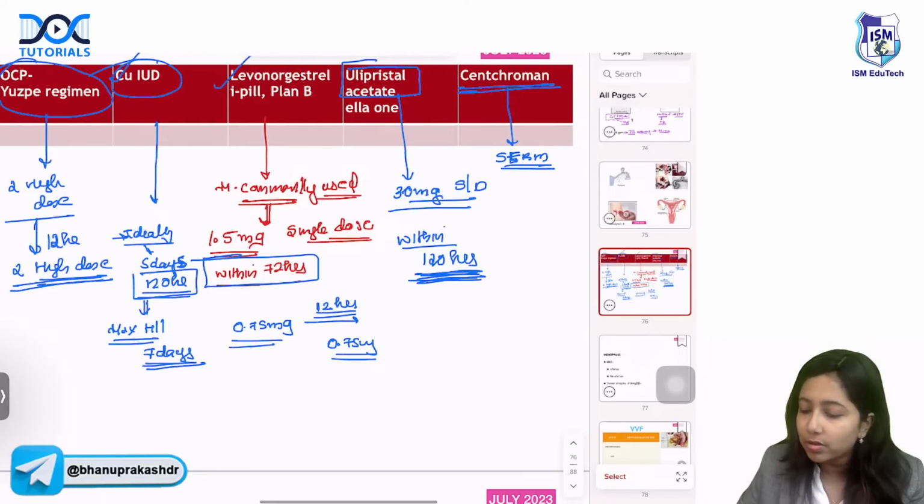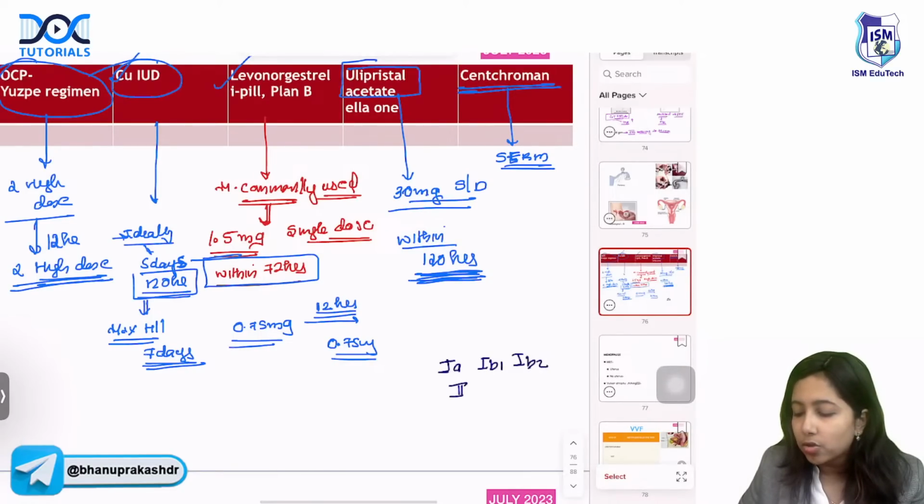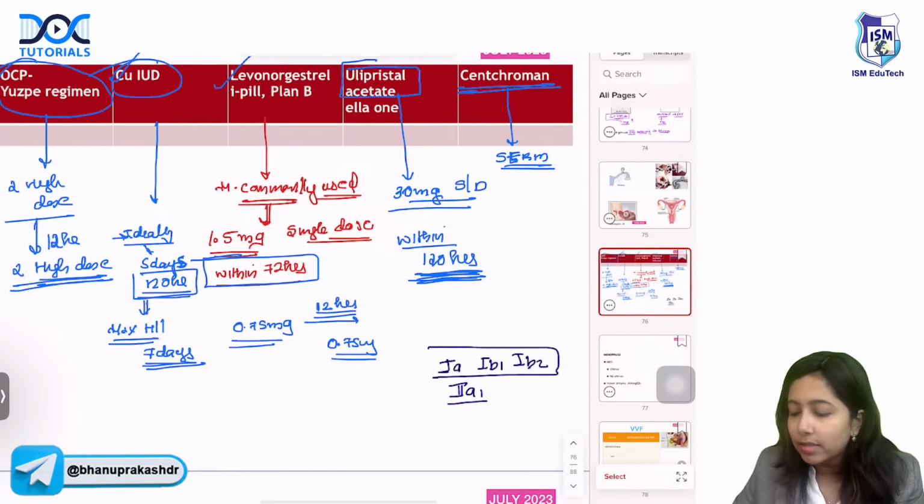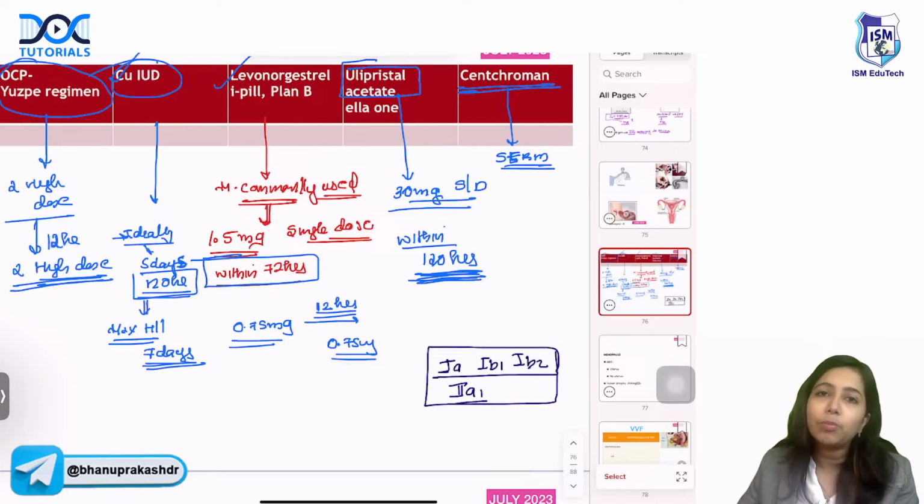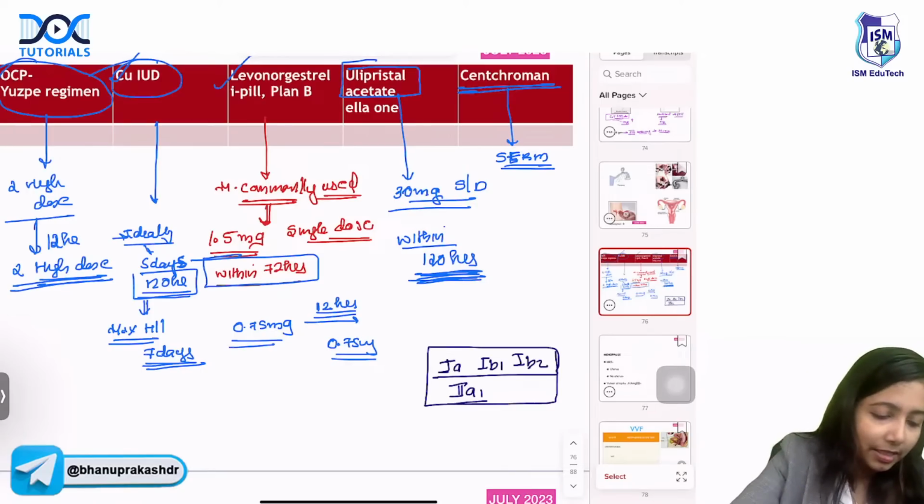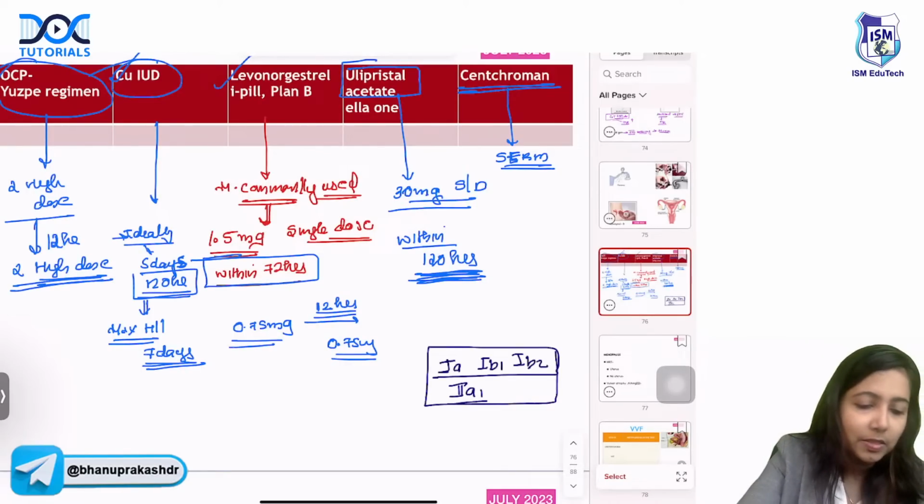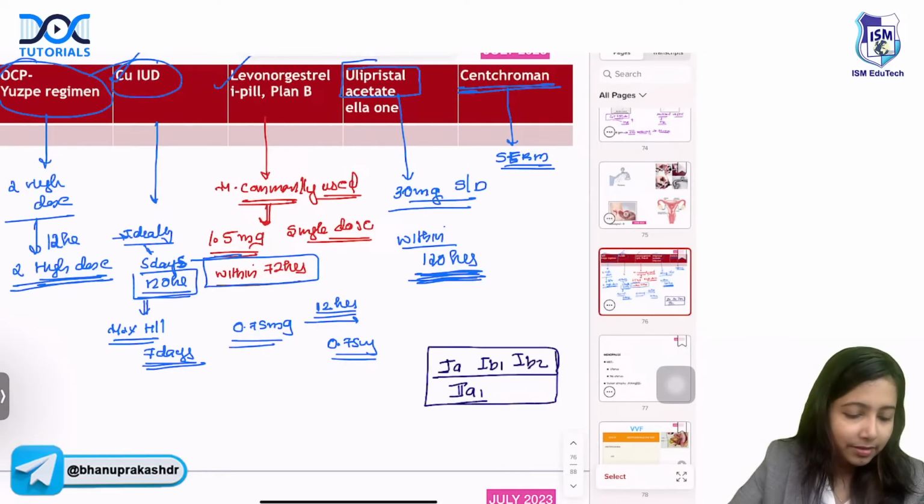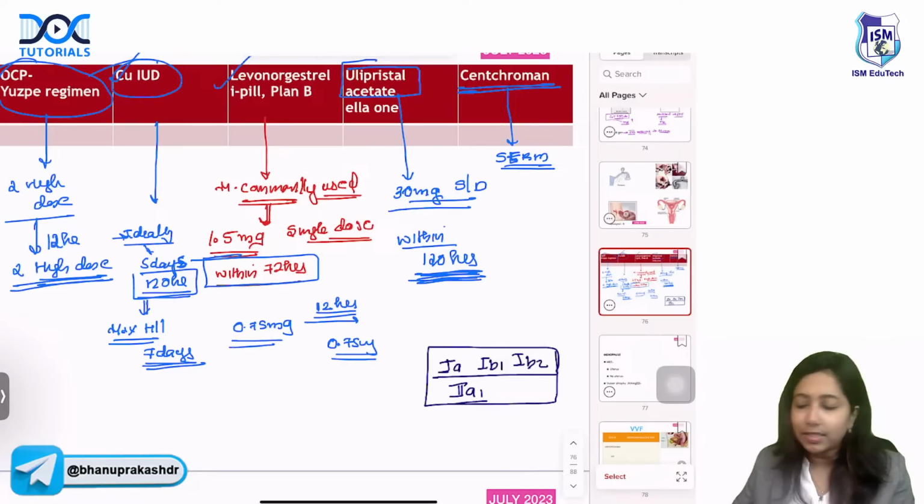So what are the places where you go for surgery? 1A, which includes 1A1, 1A2, 1B1, 1B2, and 2A1. In all others, I'm going to go for radiotherapy. In radiotherapy, the preferred treatment is concurrent chemoradiation, and the chemotherapeutic agent which is given is cisplatin. Is it clear? It is cisplatin, yes.